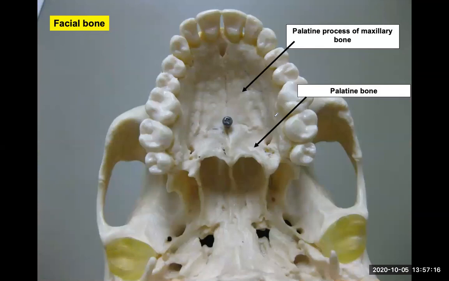Now, this view of the bone is showing you basically the roof of your mouth. In this skull, we have gone ahead and removed the mandible and then turned around the skull. So you're looking at underneath your skull and basically the roof of your mouth. These are the teeth from the top row of your teeth, and this is the roof of your mouth right here.